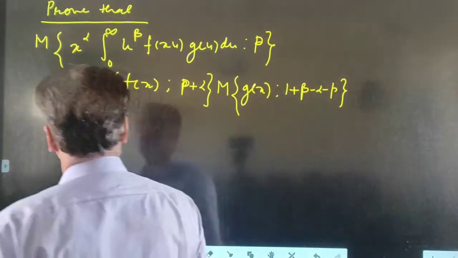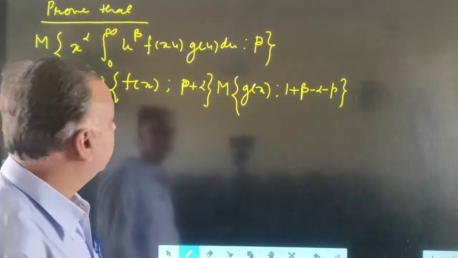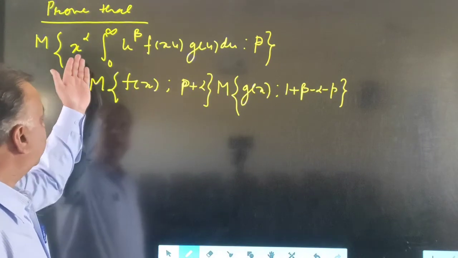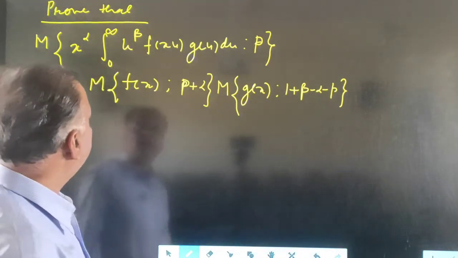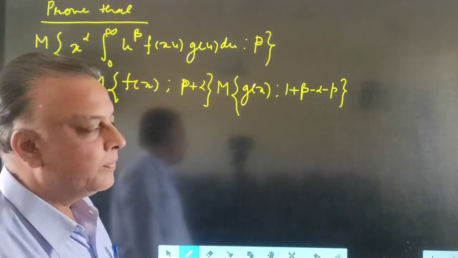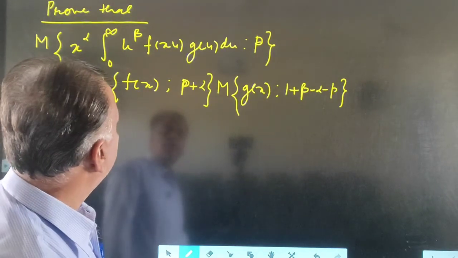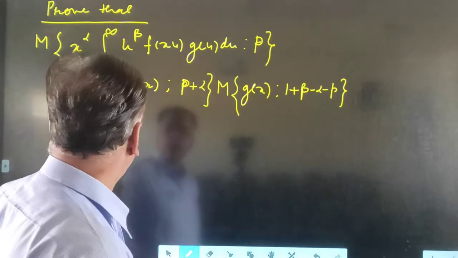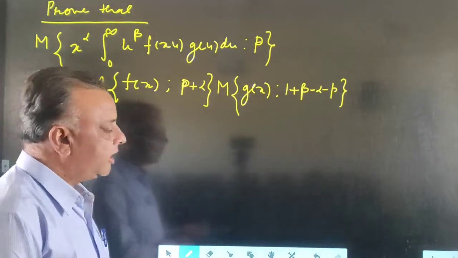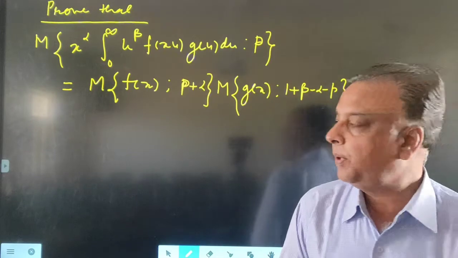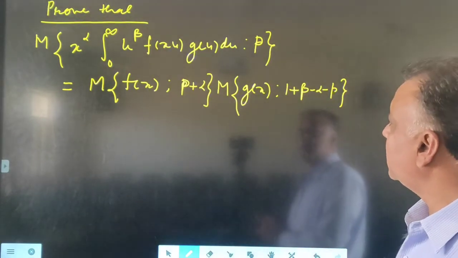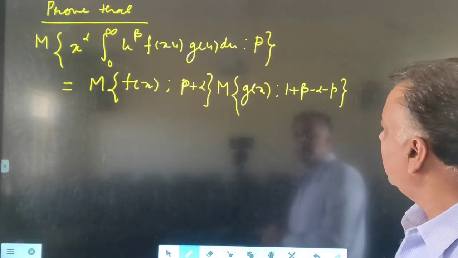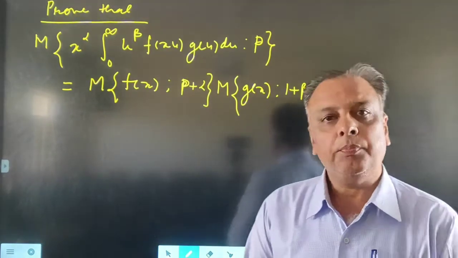we are going to prove that the Mellin transform of a function x raised to alpha integral 0 to infinity u raised to beta f of xu g of u du with respect to parameter p. We have to prove that this is equal to the Mellin transform of f(x) with respect to parameter p multiplied by the Mellin transform of g(x) with respect to parameter 1 plus beta minus alpha minus p.